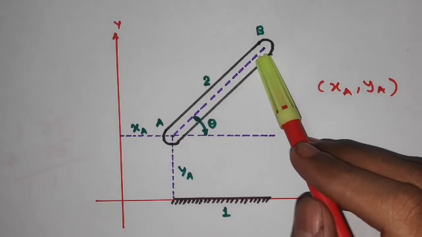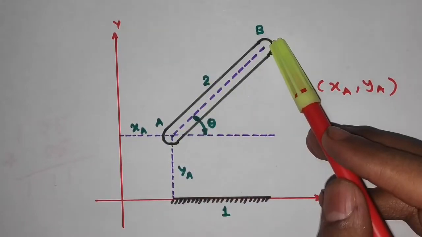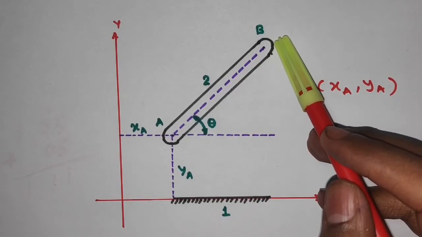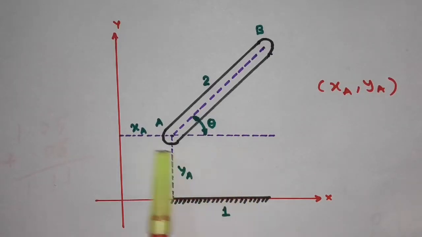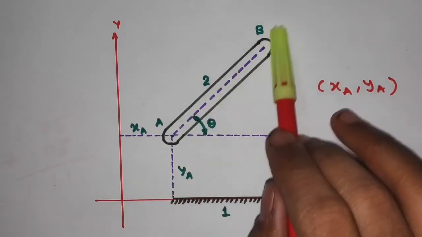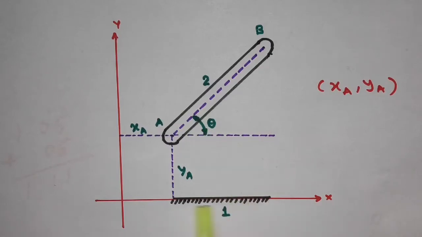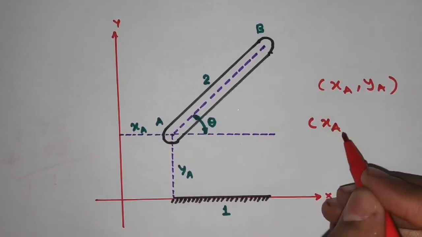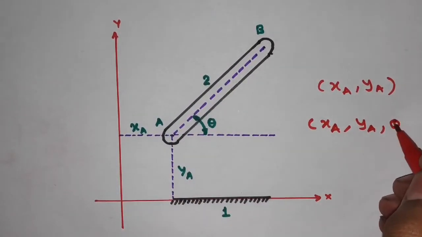Now we'll take another point B on the same link, that is link number 2, and we will join point A and point B with a straight line. Now this straight line makes an angle of theta with respect to the fixed link. The fixed link is parallel to the X axis. So this particular line which joins point B and point A on link number 2 makes an angle theta with respect to the fixed link, that is, with respect to the X axis. Thus we can say link number 2 is completely specified by, that is, it can move in X direction with XA, in Y direction with YA, as well as in angular with theta.